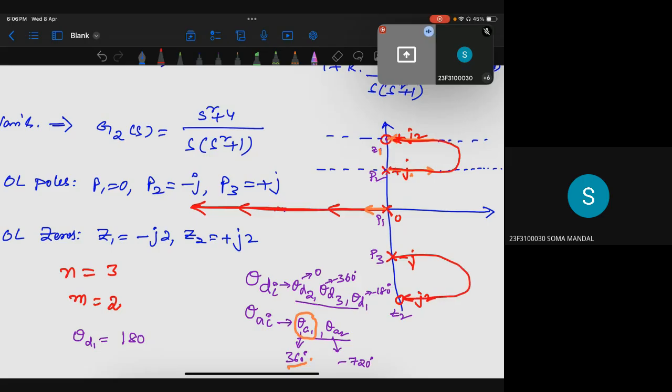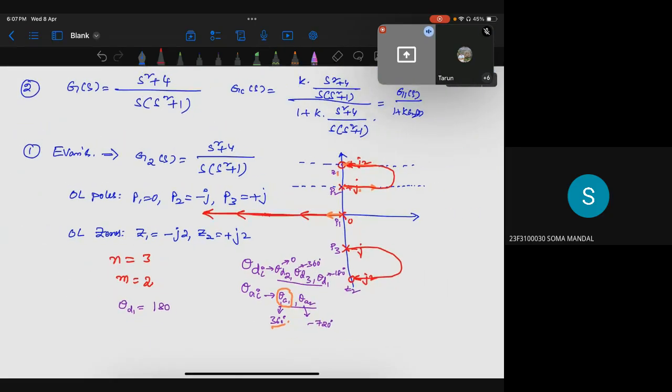Is this clear? This is the root locus image. Any queries? Any queries? Okay. No. So let us quickly try one more problem.